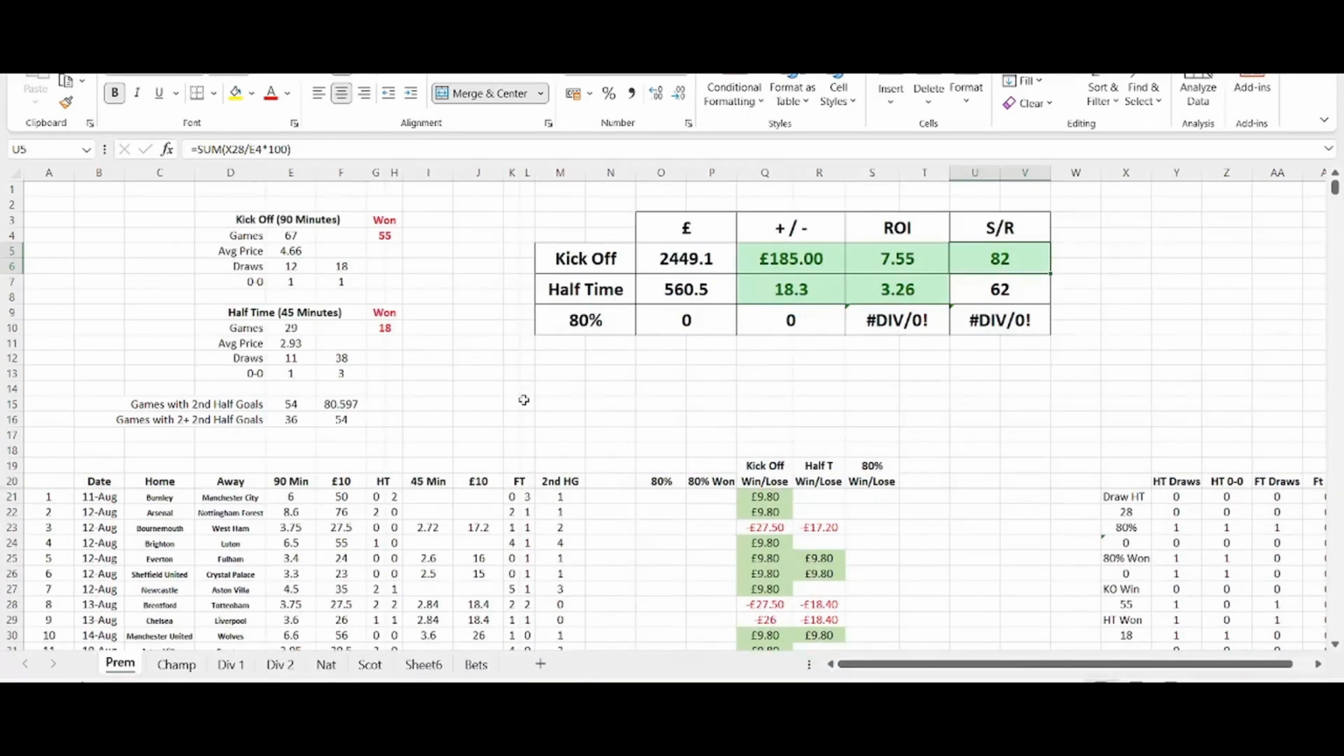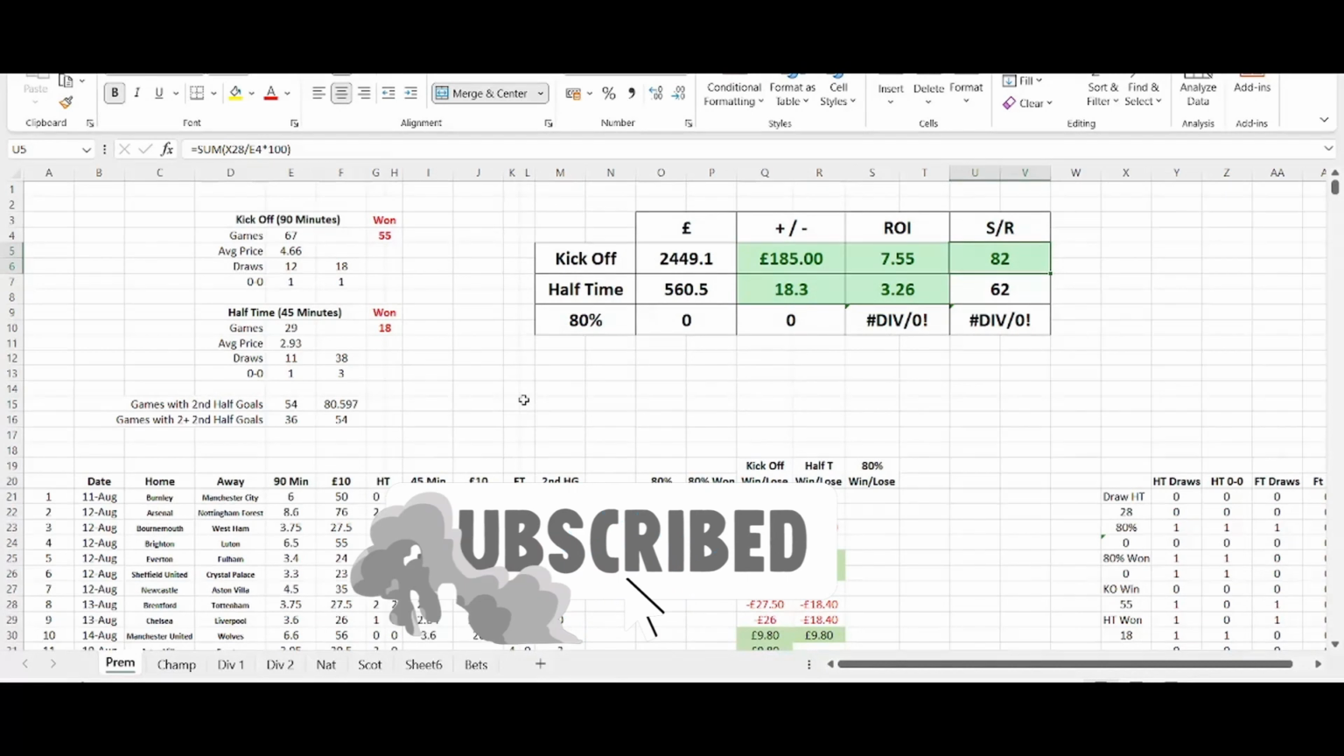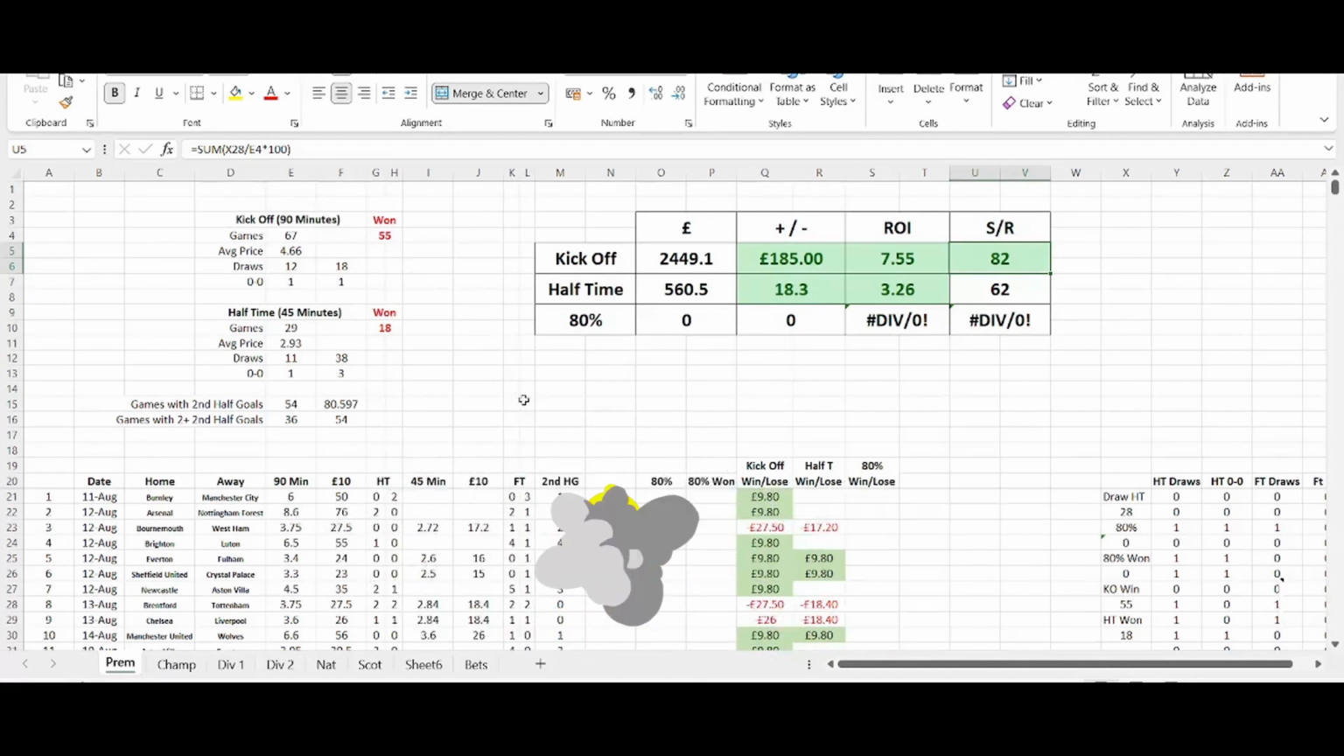They say that lay the draw is the easiest strategy, especially for beginners. So this season, I've decided to record all the results and the prices of every game in the English League.